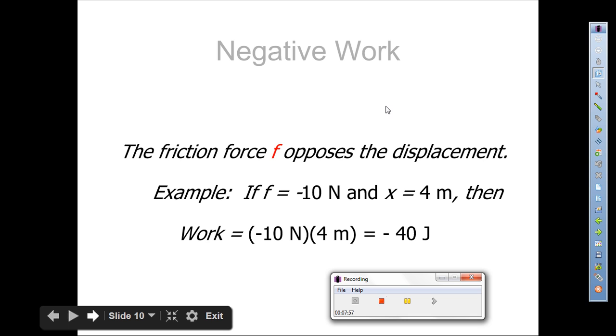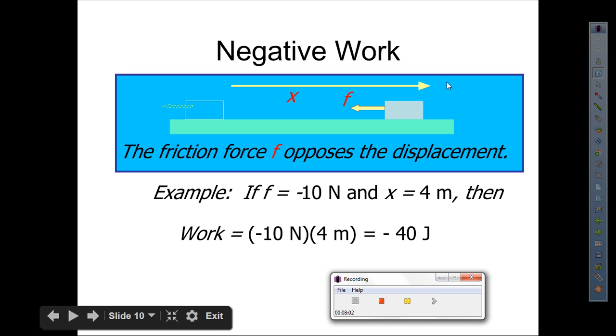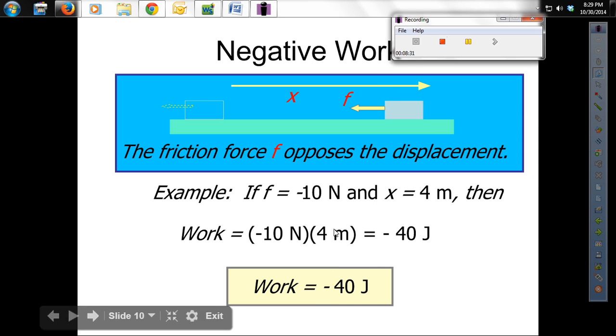Okay, now look at this. My force is to the left. My displacement is to the right. The angle between those two is 180 degrees. The cosine of 180 degrees is -1. So if friction is to the left, you can call it a -10, or you can just realize that the angle between the force and the displacement is 180, and that would give you a negative also. Okay? And it makes sense if you think about it, because the work done by friction takes energy away. So there's a negative sign in front of it to show you a loss of energy. So the work in this case is -40 joules. And again, you can pause and get this in your notes.